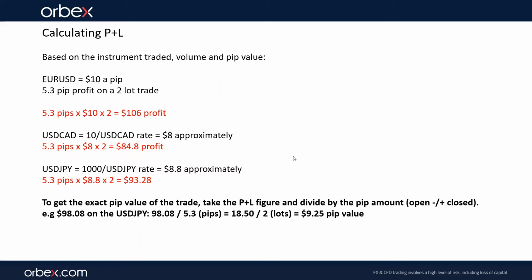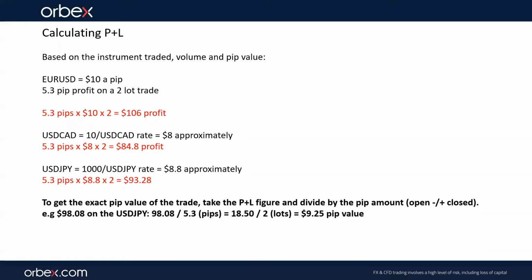So let's just check a simple calculation on P&L, based on the instrument traded, volume and pip value. So we've got a simple example here for euro dollar, and that's $10 a pip. And just remember, this is per one lot. So if we go to micro lots or mini lots, then a micro lot will be $1 and a mini lot will be less than that.